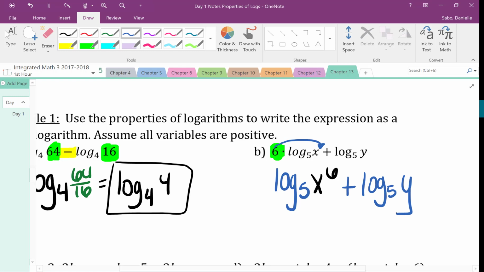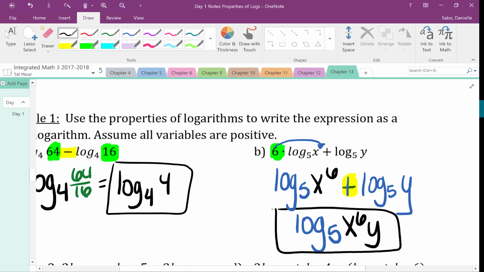Now, when you see this addition sign in between, what does that mean we're going to do with the arguments? Yes, multiply them. Very good. Okay, so I have log base 5, and now I'm going to multiply them. x to the 6th times y. That we can't do anything with.